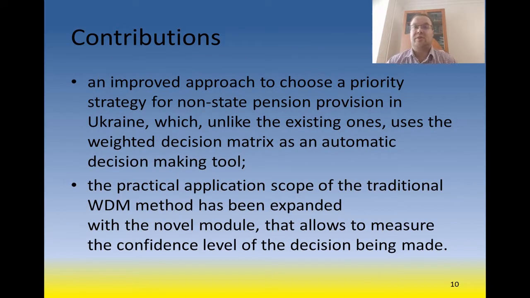We have two main contributions in this work. First one is the usage of the weighted decision matrix as a tool for selection of the priority strategy for non-state pension provision. It's not very typical because in most cases other methods like the analytic hierarchy process by Thomas Saaty are used here. It's a more typical choice for this task. But here we just tried to apply something that is easier and test how it works. And the second contribution relates to this model that allows us to understand if the weighted decision matrix method provides confident results, if we cannot find such combinations of weights, of values, that dramatically change the result of our decision-making process.